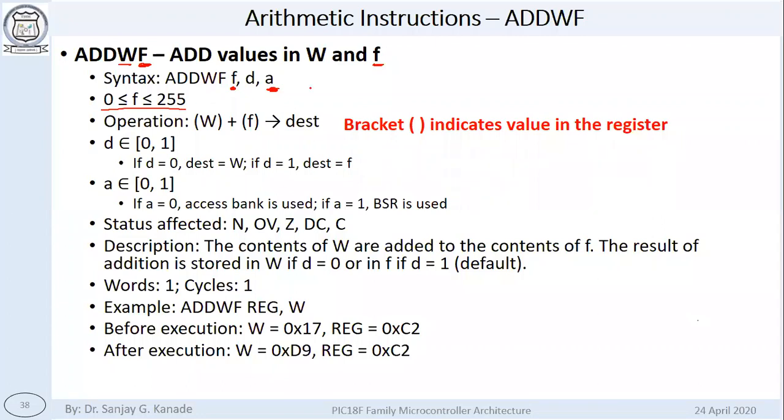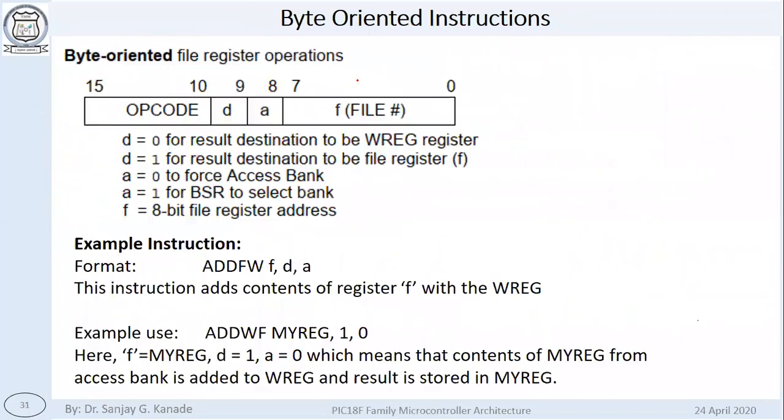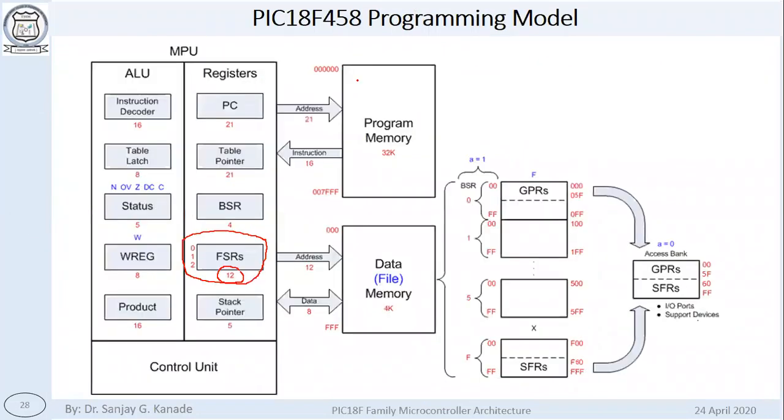Okay, and the address of F is always 12-bit. I'm repeating it again and again. Whenever F is given, it is always given as a value from 0 to FF. So we need 12-bit.